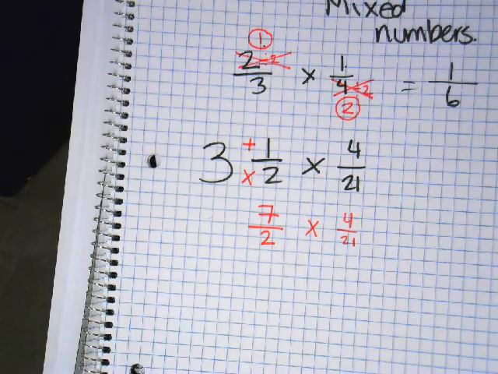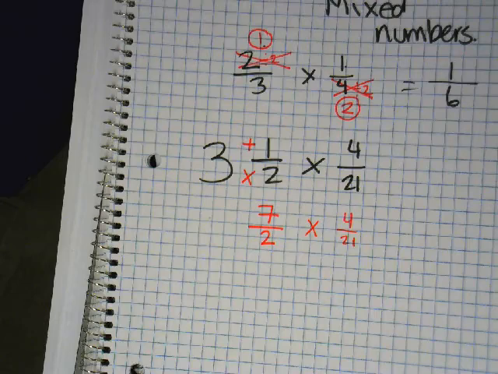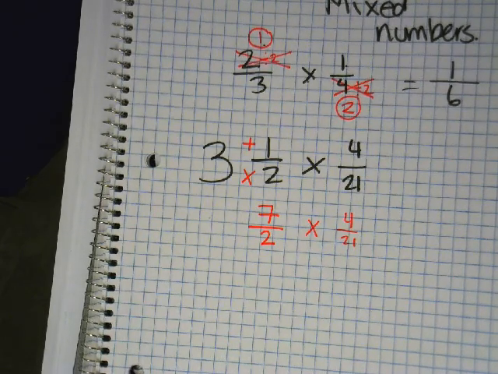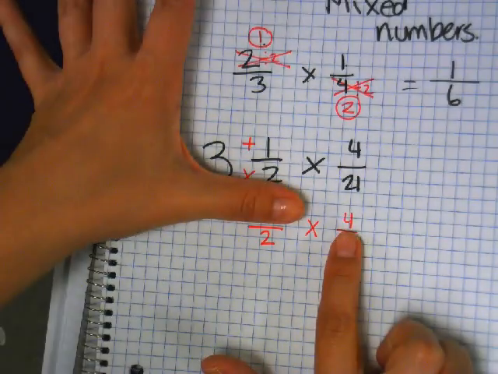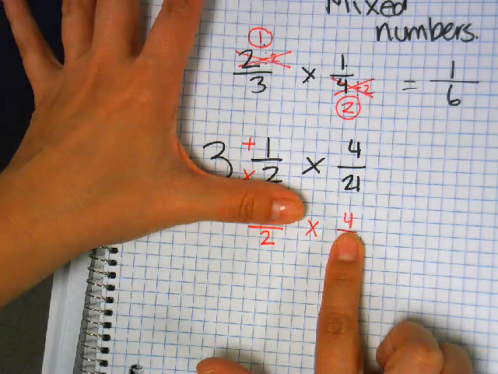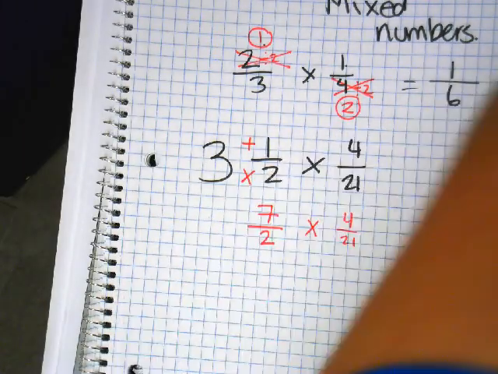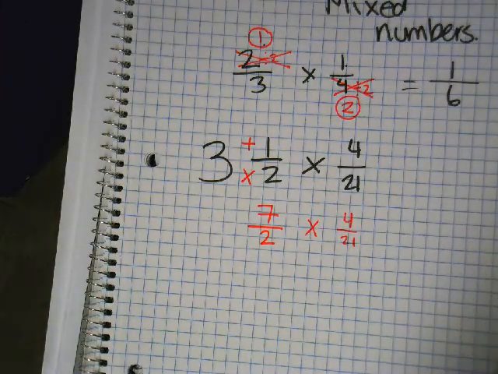So your first step is to change them into an improper fraction. Now, check your corners, because this is where your answers get really big, and I don't want you to deal with that. Okay, so what you do is you cover up with your fingers 4 and 2. Now, if you don't know your multiplication table, this is where it gets harder.